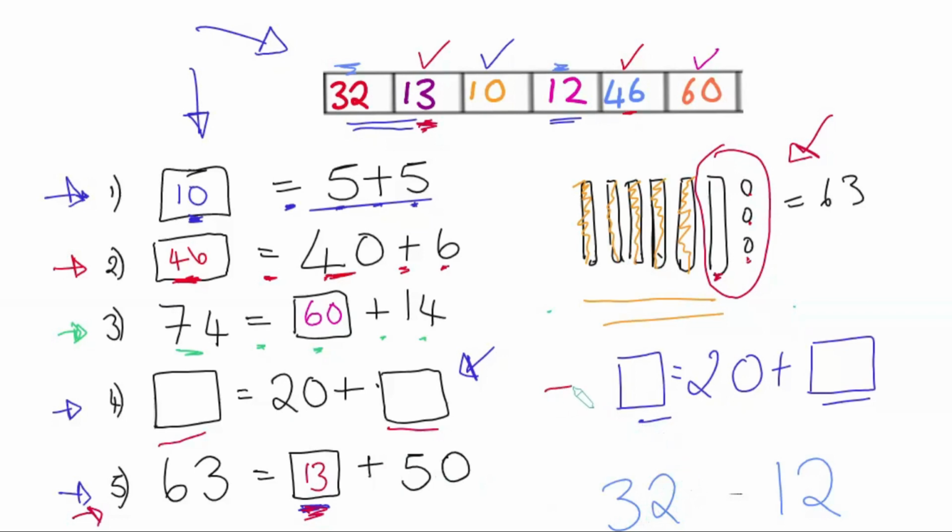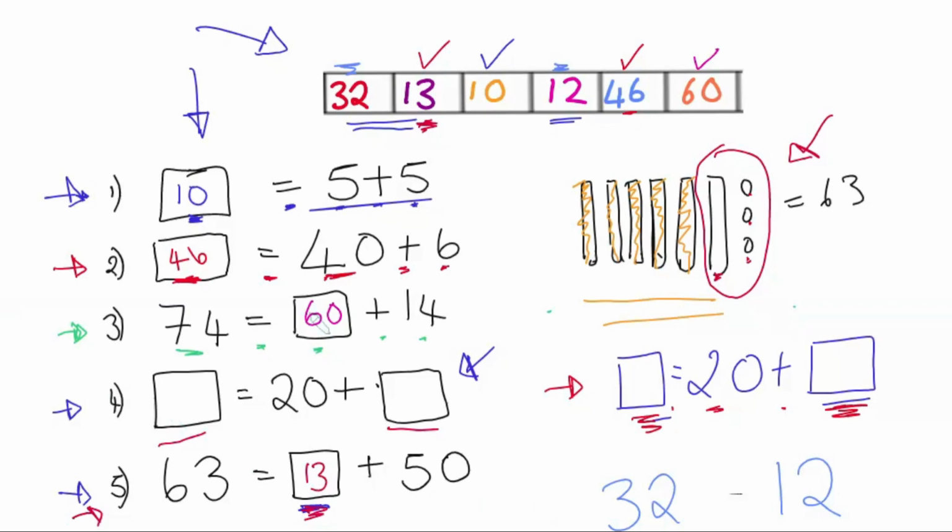Let's read the number sentence again. You ready? Something equals 20 plus something. Where do you think the largest number needs to go? Is it at the end here or at the start of the number sentence?